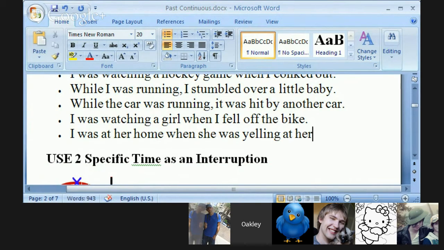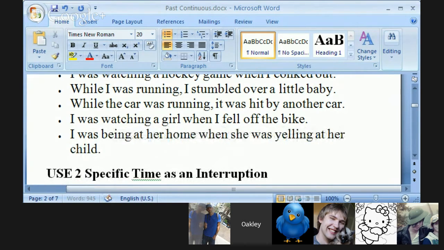Well, maybe Heidi's right here. When she was yelling at her child, I was at her home. Okay. Yes, you can, but okay, all right. Again, I cannot say.